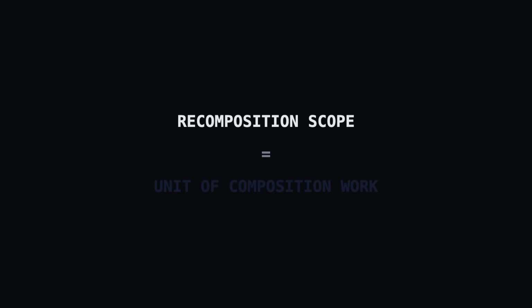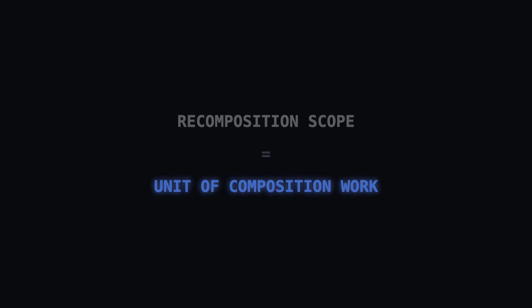Wait, hold on. So it's not the UI pixels at all. If it's not the visual button and it's not just every composable line, what actually is it? Well, here is the exact definition you need to internalize. A recomposition scope is a unit of composition work that Compose can invalidate and later execute again independently when observable state it depends on changes. Okay, let me pause on that phrase for a second. A unit of composition work. Yes, that is the key part.